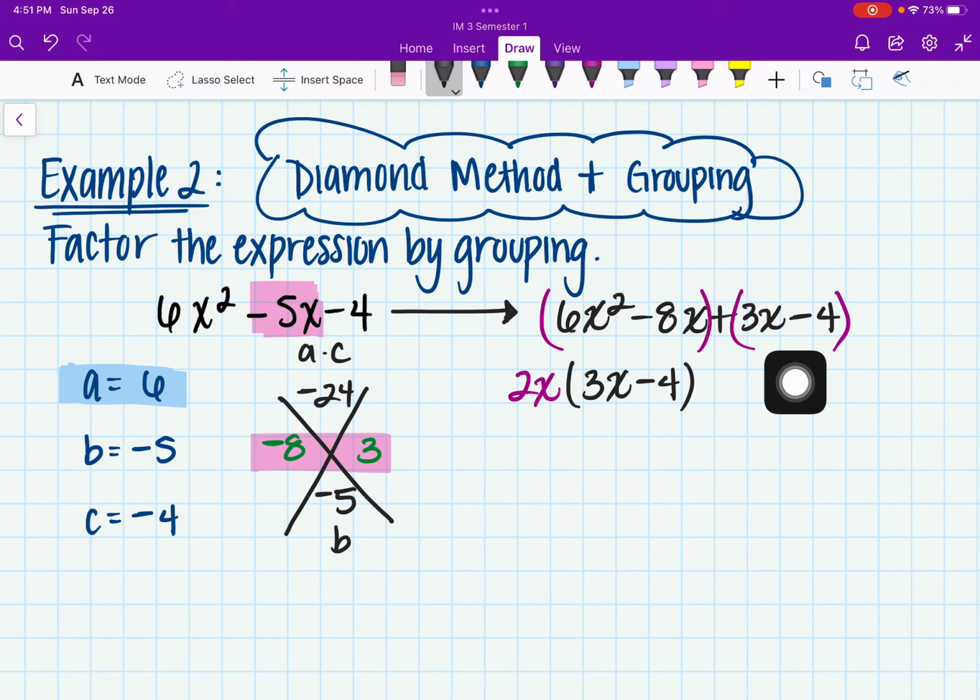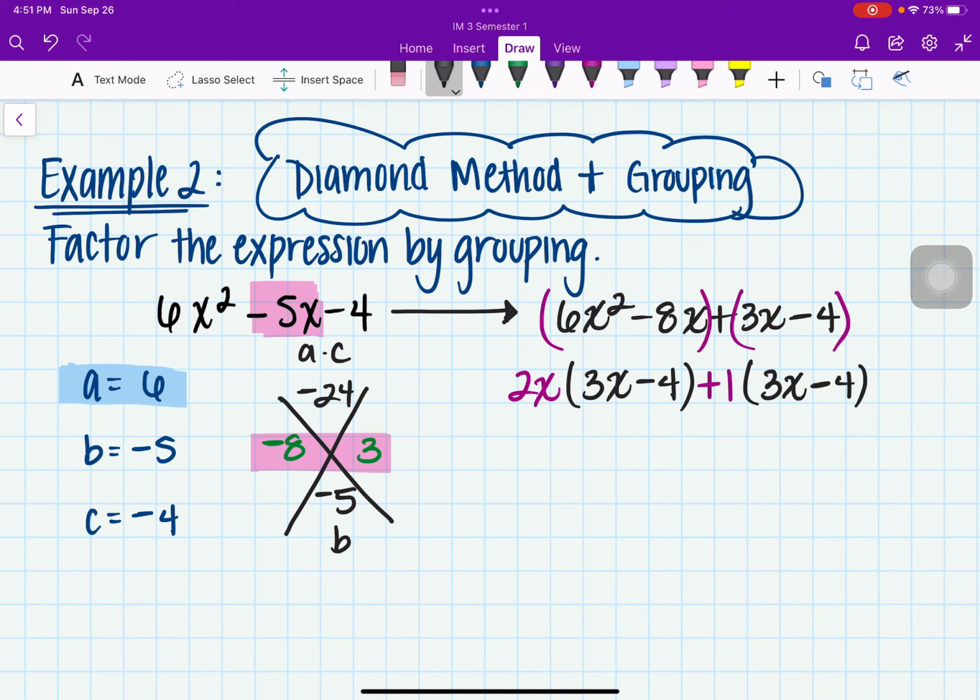Now in our second group here, we have a 3x minus a 4. They actually have nothing in common but a 1. So because they do have a 1 in common, I'm still going to go ahead and factor that out. So I'm actually going to factor out a +1. So once again, even if they just have a 1 in common, I still need to factor it out. So from here, the binomial stays the same.